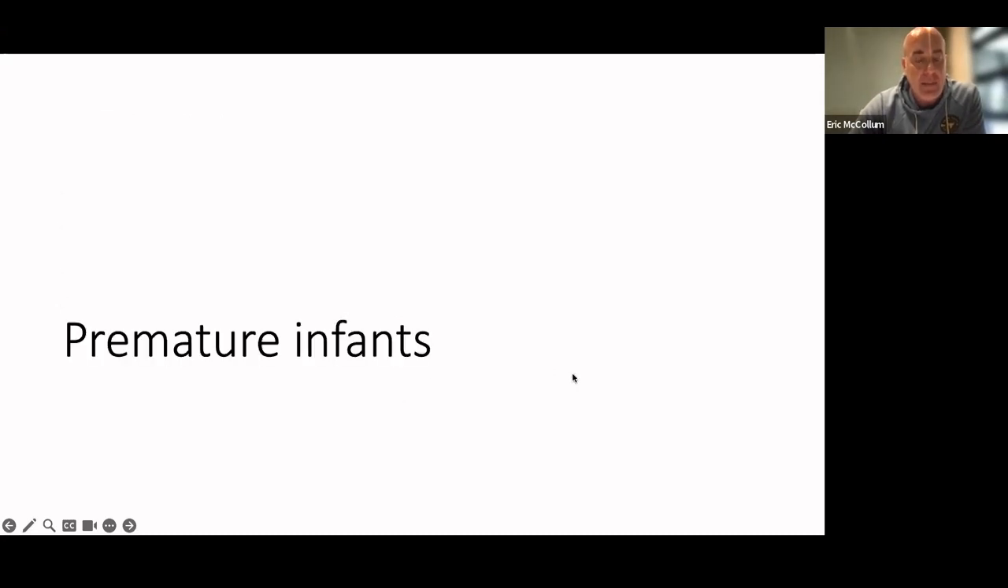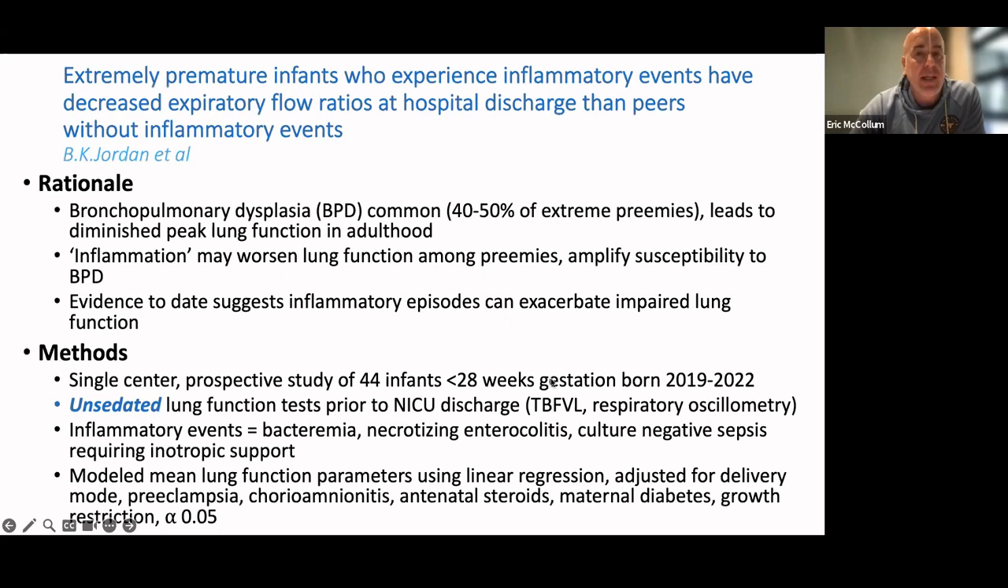So the first abstract that I pulled out was on premature infants, and this work was by Jordan and colleagues. And the other thing, just to mention, obviously this is not my work, so I'm just going to be sharing what the abstract is and the highlighted points.